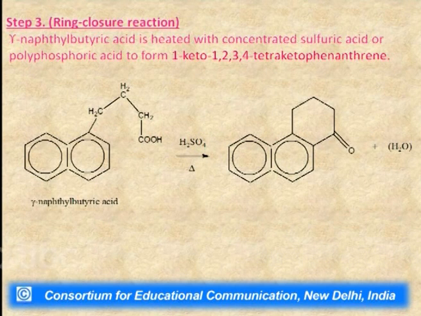In the third step, this gamma naphthyl butyric acid will undergo ring closure reaction in the presence of concentrated sulfuric acid or polyphosphoric acid to give us 1-keto-1,2,3,4-tetrahydrophenanthrene, and water will go out. Since cyclization takes place in the presence of sulfuric acid, this ring will complete from this side.